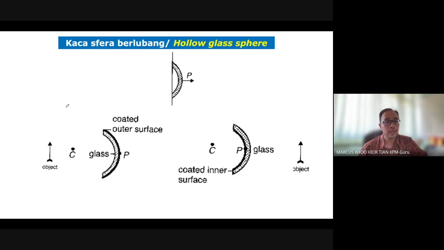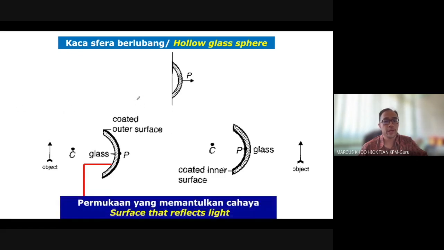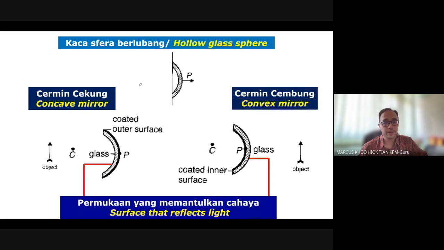So this is an example of a concave mirror, and this is a convex mirror. Oh, sorry, this is convex mirror, this is concave mirror. Eh? Oh, sorry, yeah, terbalik. Sorry, this is convex mirror, sorry, this is concave mirror. But basically the surface is the one that reflects the light. Concave mirror, this is convex mirror over here, because in the next slide, we're going to be copying this.